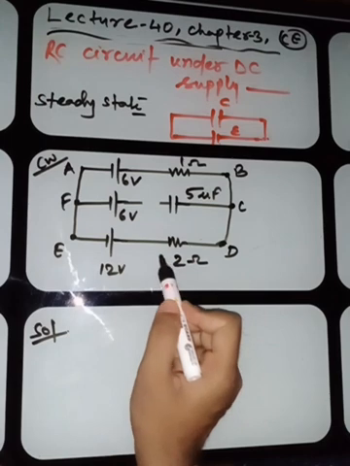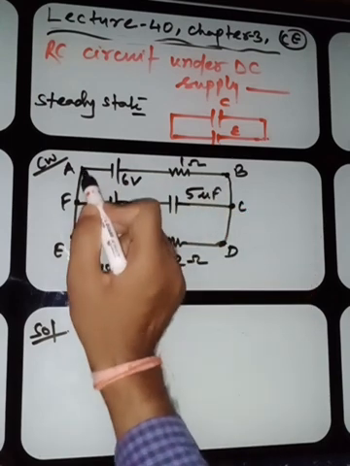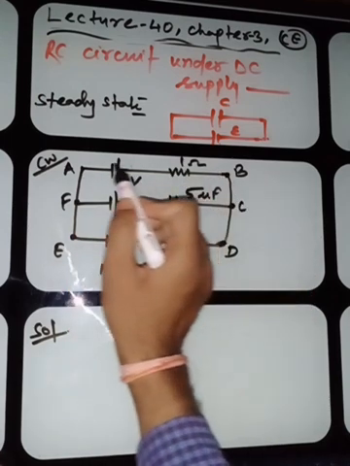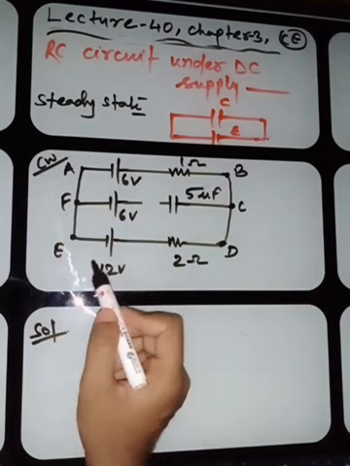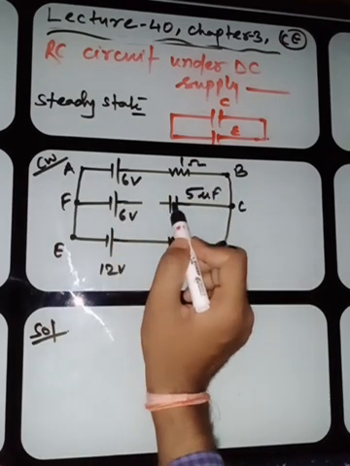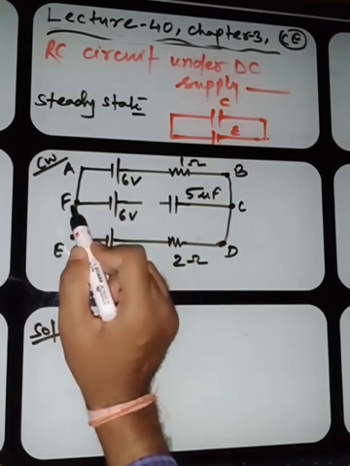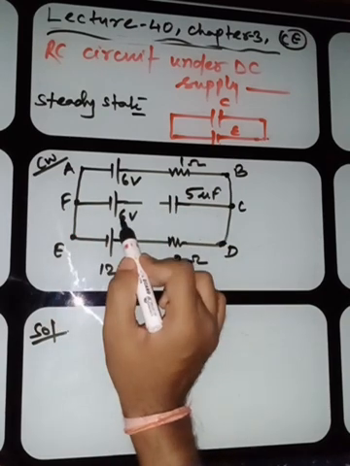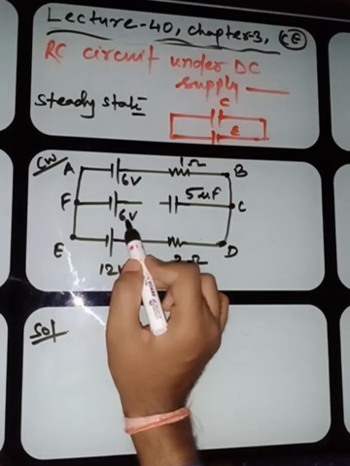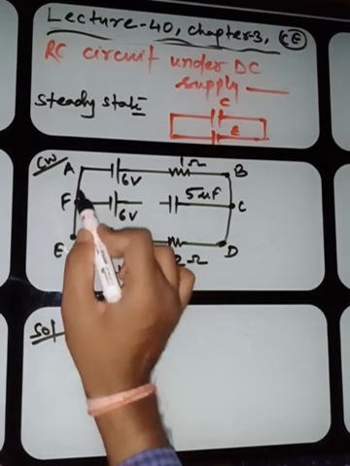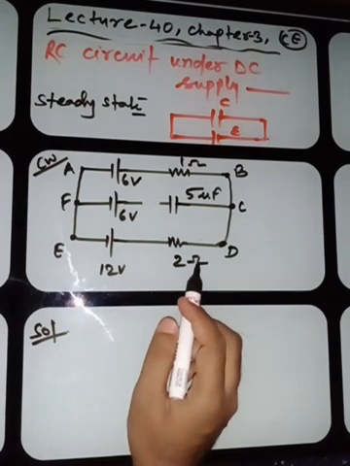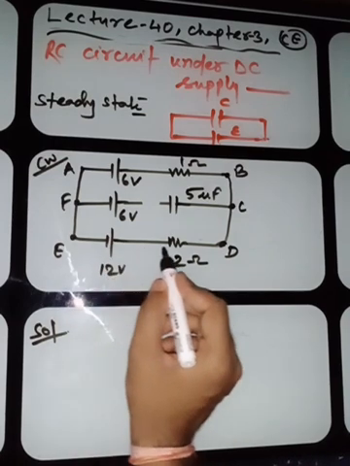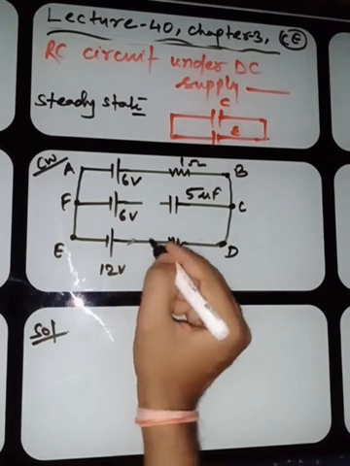And now you can see there is only one branch responsible for the current. But this battery is connected across this one, so between F and C this battery will be, but there is no effect of this battery in this branch. Now try to find out the total current. Start moving from here.